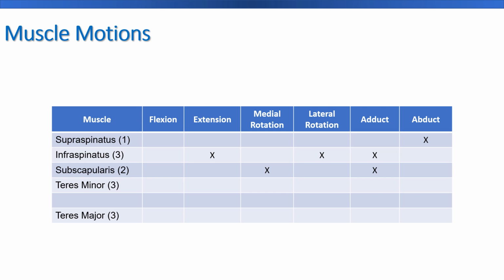Now the teres minor is located a little bit inferior to the infraspinatus, and its attachment is going to be very similar to the infraspinatus. So as a result, we're going to see very similar motions as the infraspinatus. So the teres minor is going to create extension, it's going to create lateral rotation, and it's going to create adduction.